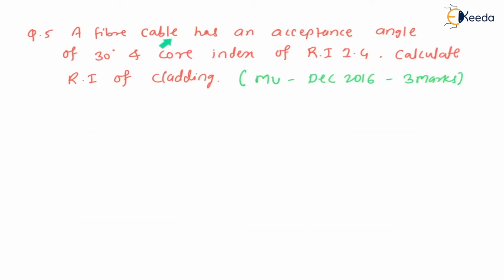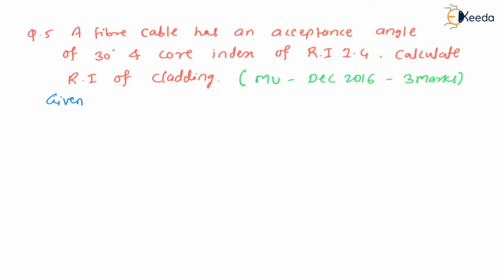A fiber cable has an acceptance angle of 30 degrees and a core refractive index of 1.4. Calculate the refractive index of cladding. This question was asked in December 2016 for 3 marks. So now we'll find out the values. Here, first of all, I'll write down the given quantities.